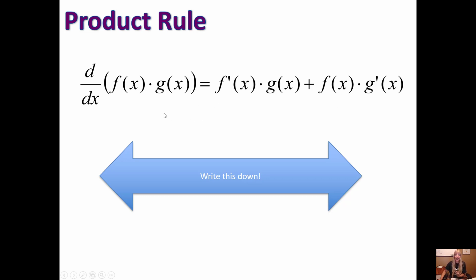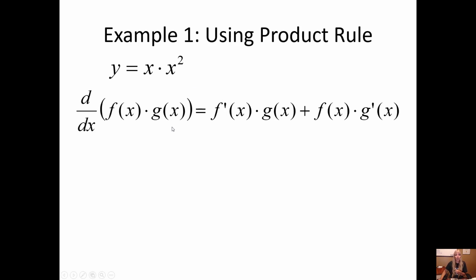Okay, so I understand I have two functions here, derivative of one, derivative of the other, leave those alone. So if we go back and prove our silly example, because we could multiply this, x times x squared, and we got x cubed, and the derivative was 3x squared. Remember that? Well, let's see if the product rule works.